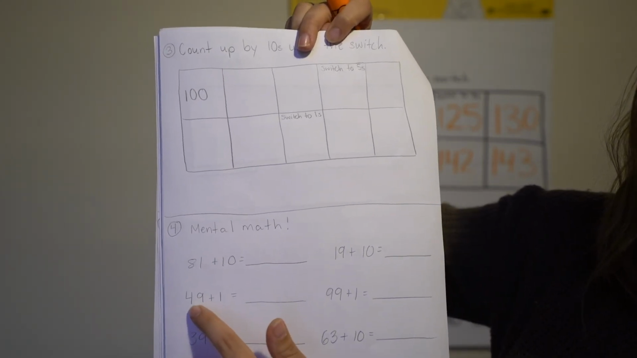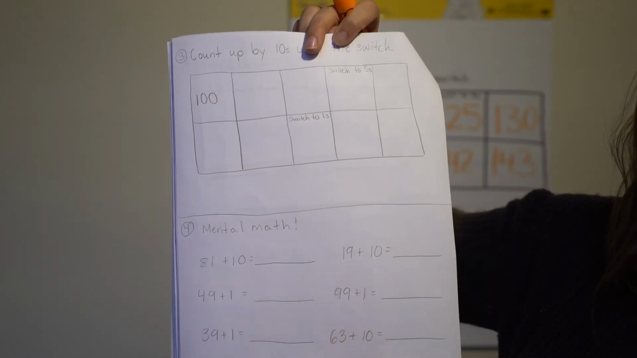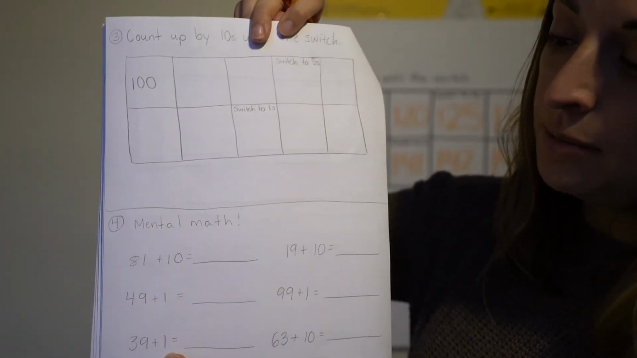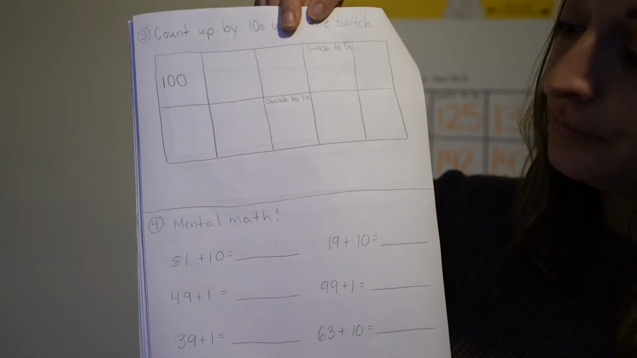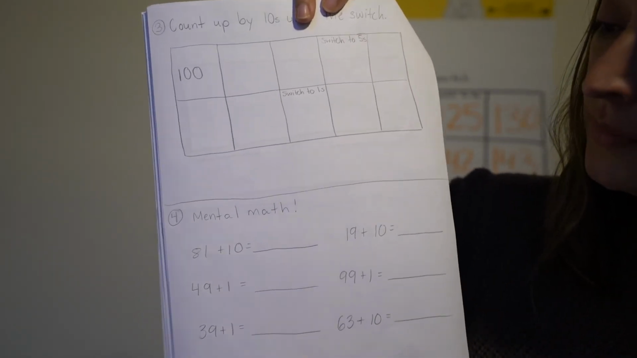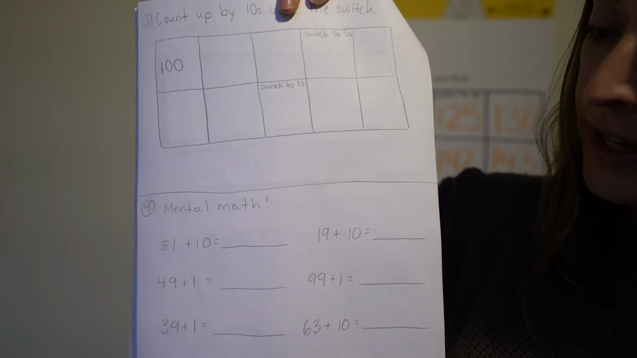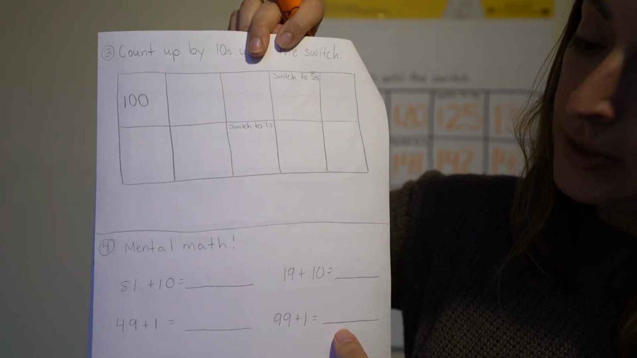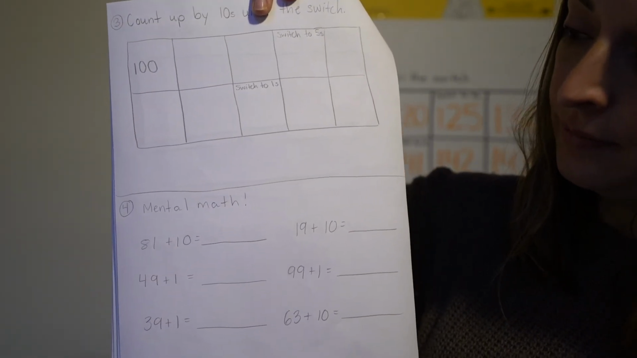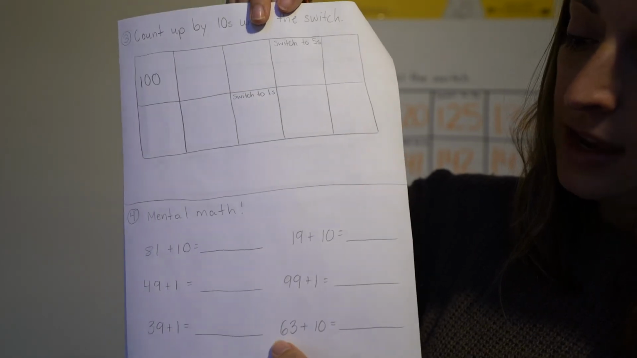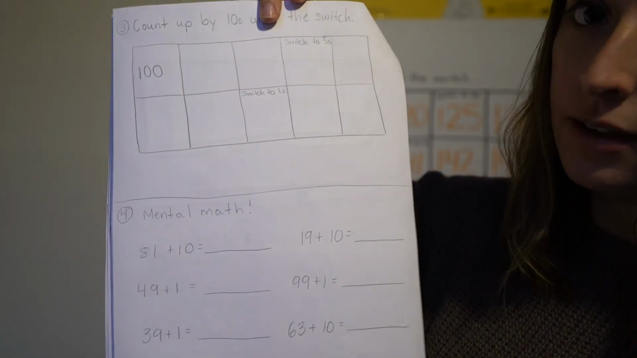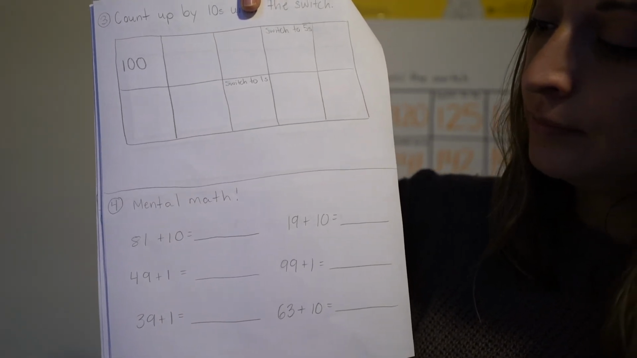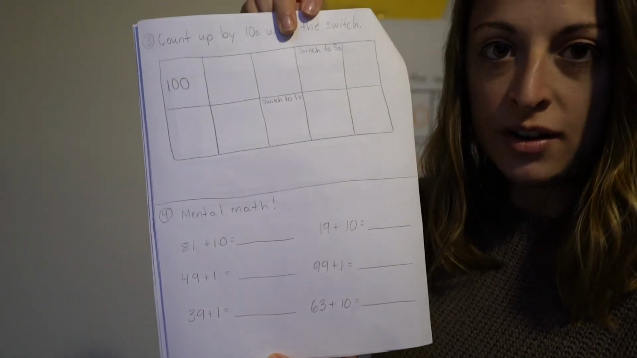The one below says 49 plus 1 equals blank. 39 plus 1 equals blank. 19 plus 10 equals blank. 99 plus 1 equals blank. And 63 plus 10 equals blank. You could look at my chart if you need a little extra time.